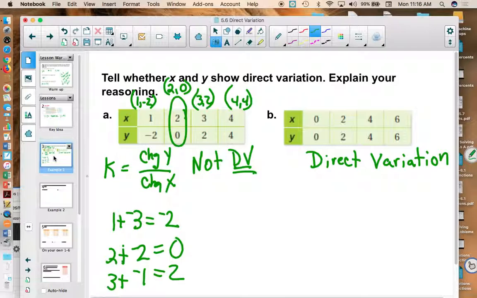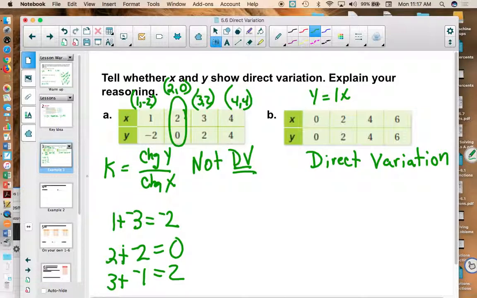Also, when I look at this one, if x is 0, y is 0. If x is 2, y is 2. If x is 4, y is 4. If x is 6, y is 6. If x is 7, y is 7. What's happening? It's a constant. Y equals 1x. Okay. So that would be my formula.